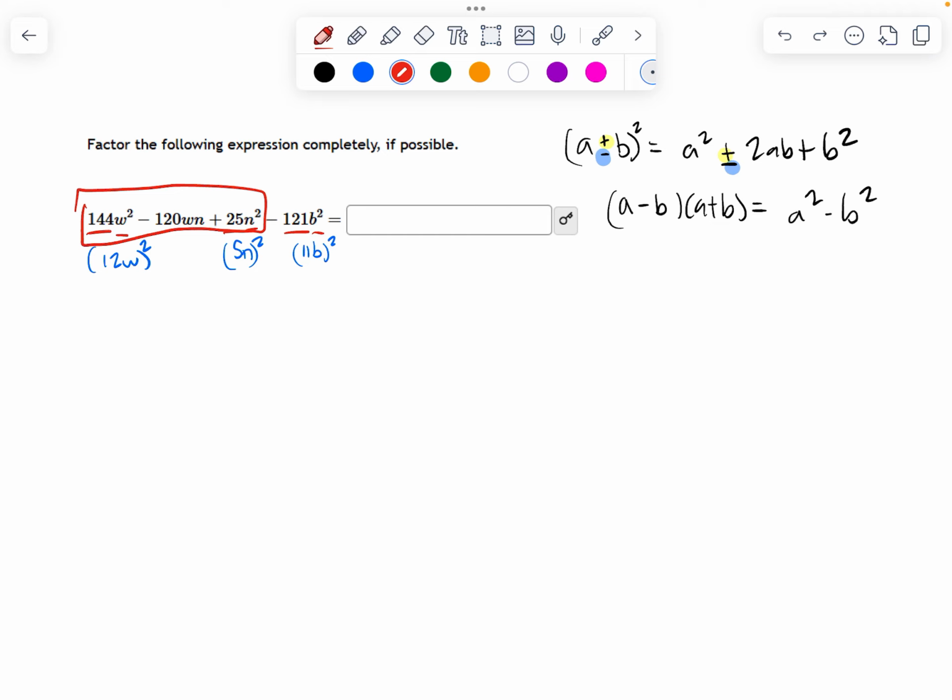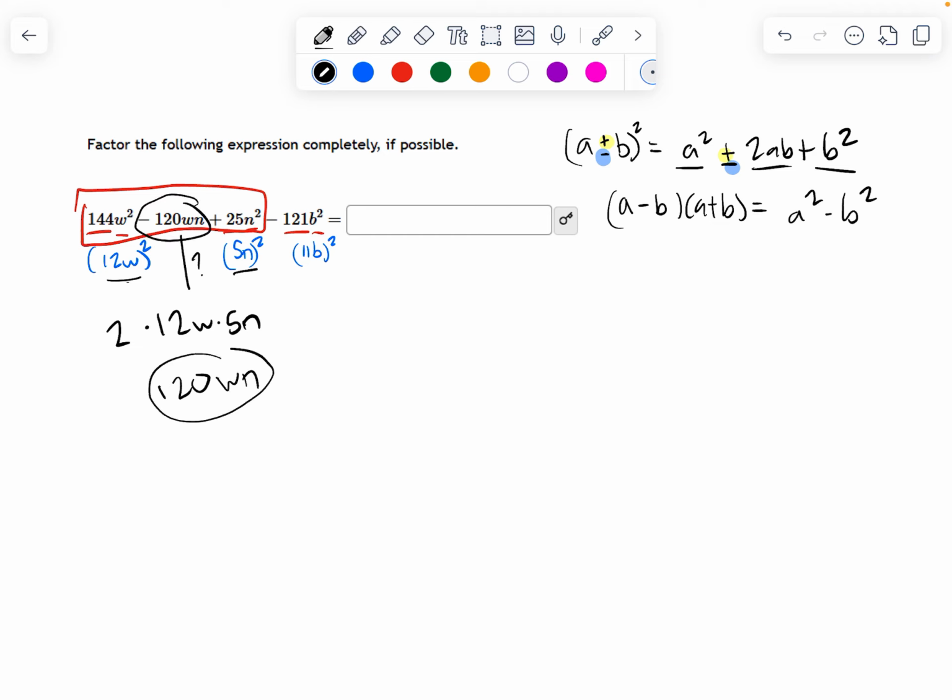An answer? Yes, because if I'm looking at this, I'd say, okay, so perfect square, which is 12w squared, perfect square, which is our 5n, right? And then we have our middle term, which is the product of our first 2 perfect squares, so 12w times 5n, and then that has to be doubled. And we're going to say, is that the same as what we have there? Well, 12 times 5, 60 times 2, 120, and then wn multiplied is just wn. Booyah! Ding ding! Right? They match.